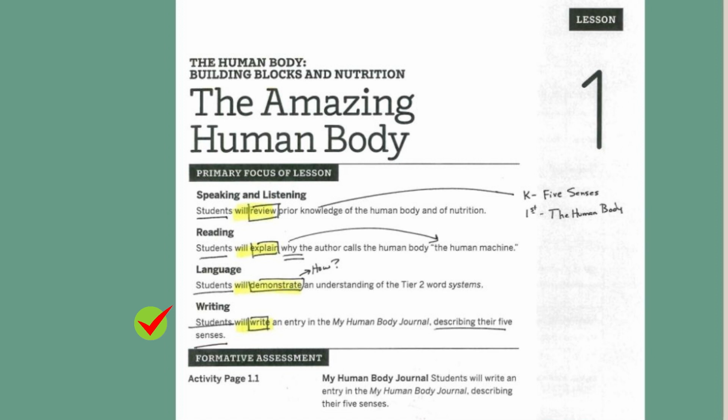In our first lesson on activity page 1.1, students will be writing sentences to describe each of the 5 senses. So when I'm doing walkthroughs and I come into the classroom, what can I expect students to say when I ask them, what are you learning today?